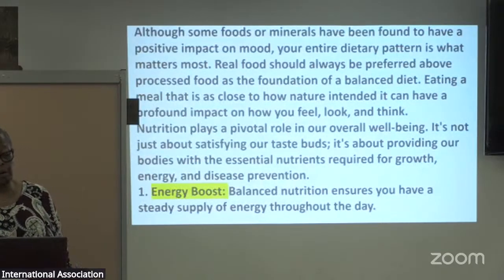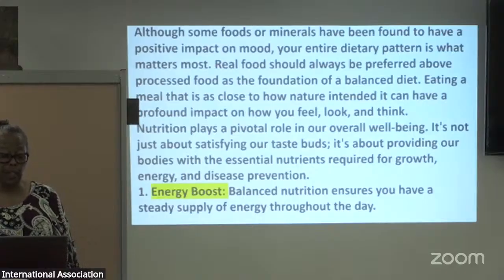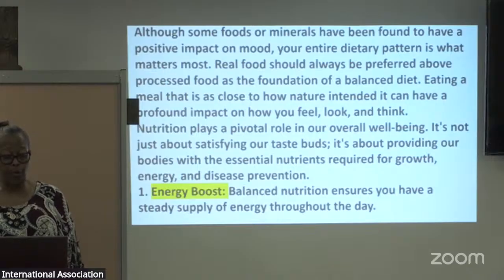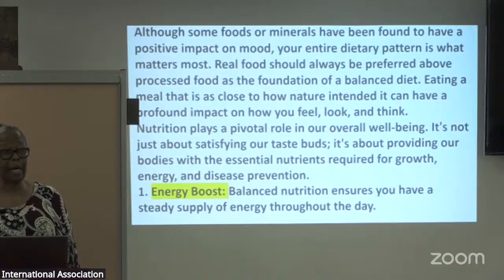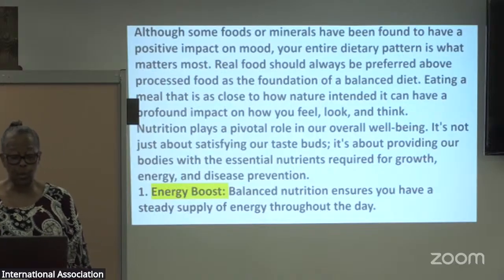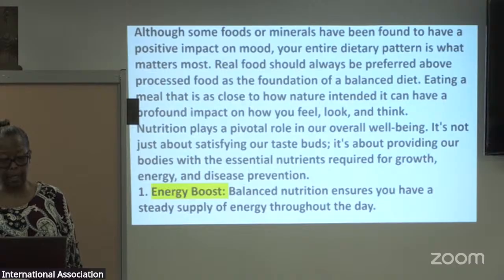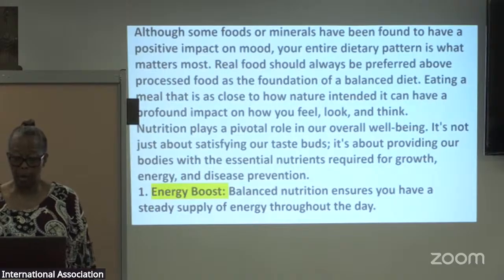Although some foods or minerals have been found to have a positive impact on moods, your entire dietary pattern is what matters most. Real food should always be preferred over processed food as a foundation of a balanced diet. Eating a meal that is close to how nature intended it can have a profound impact on how we feel, look, and think.